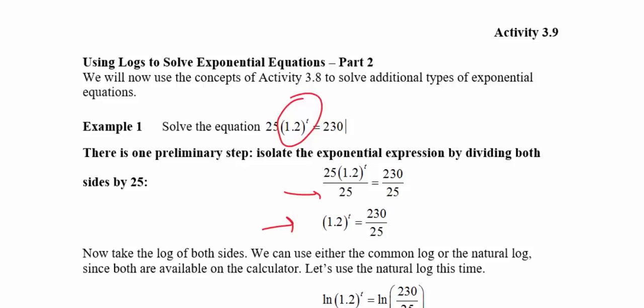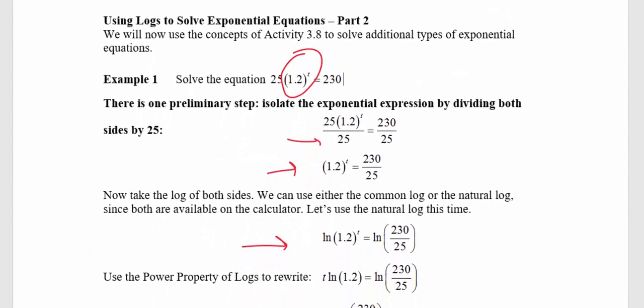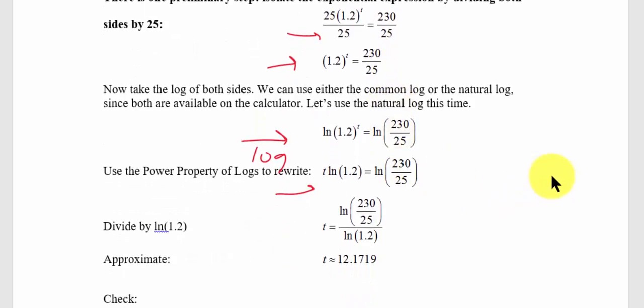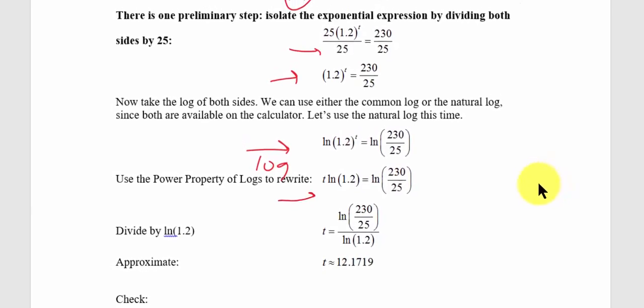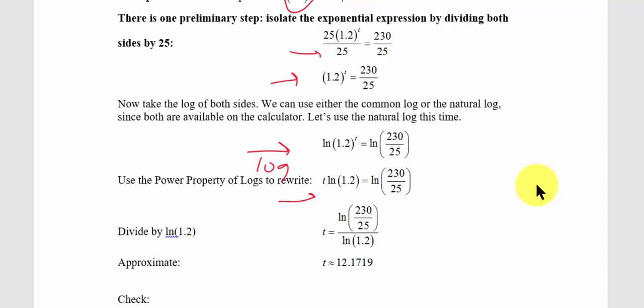So the next step would be to take the natural log or the log. So in the example here, they used ln. I could also use log on both sides, and we'll still get the same answer, okay? So they take the ln of both sides, and then we can rewrite using properties of logs, right? So from the last section, you remember, if I have a log with a raised to a power, I can bring the power to the front of my log.